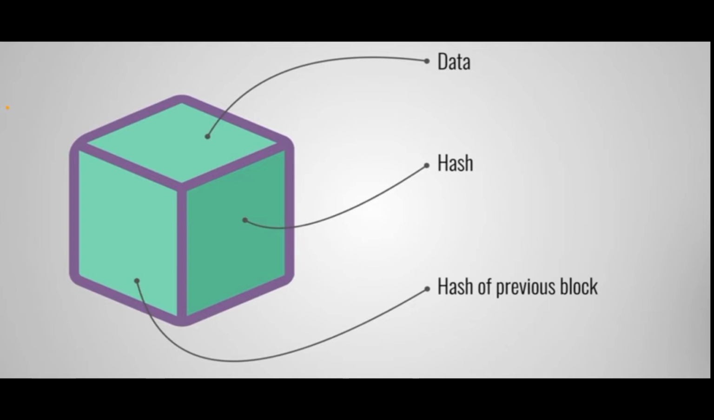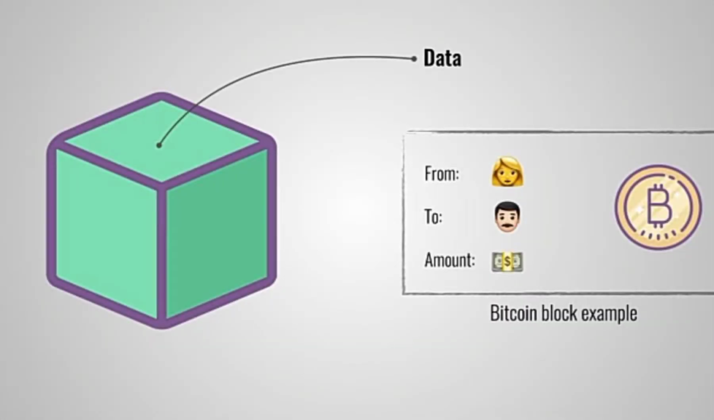For that, let's take a closer look. Each block contains three elements: data, hash, and hash of the previous block. Data. It contains the general details. For example, for a blockchain of Bitcoin, the data contains information about the sender, receiver, and amount of coins.